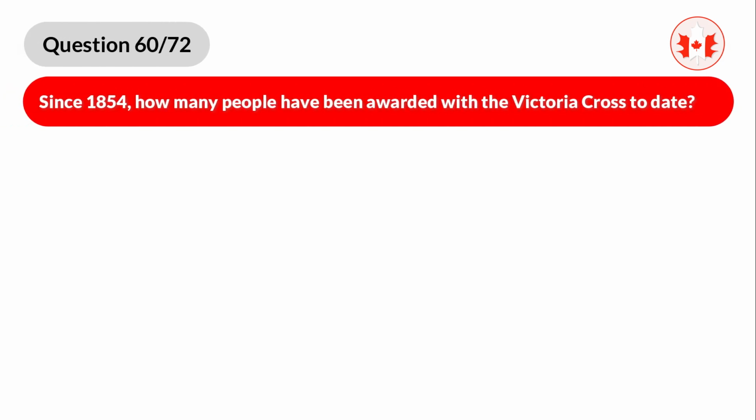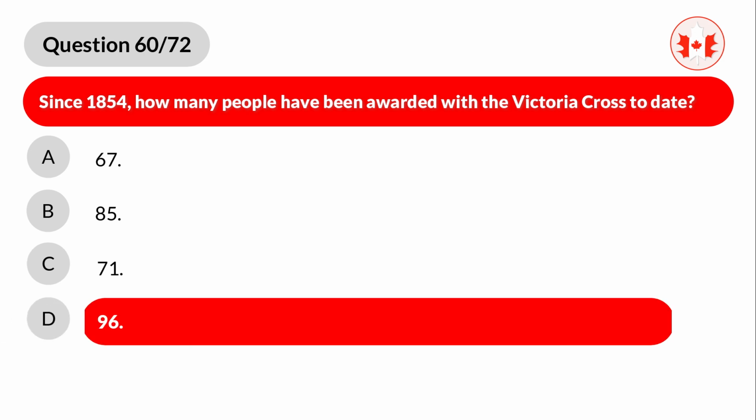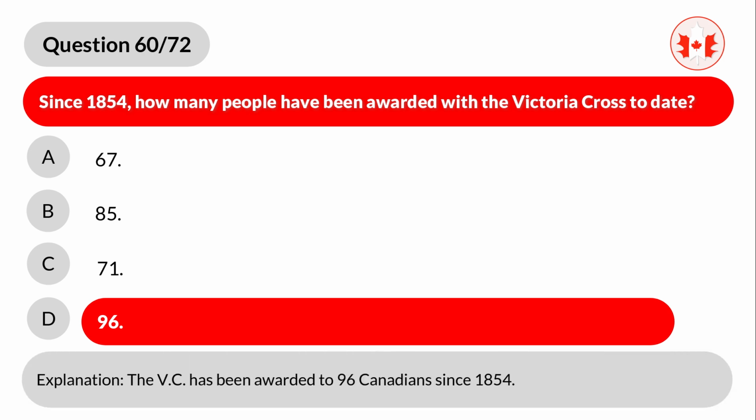Question 60. Since 1854, how many people have been awarded the Victoria Cross to date? A. 67. B. 85. C. 71. D. 96. The correct answer is D. 96. Explanation: The VC has been awarded to 96 Canadians since 1854.